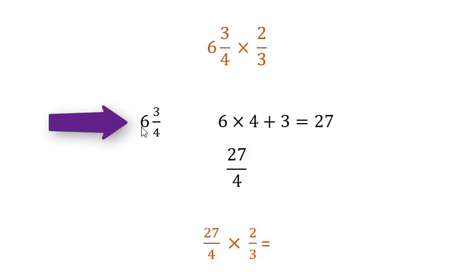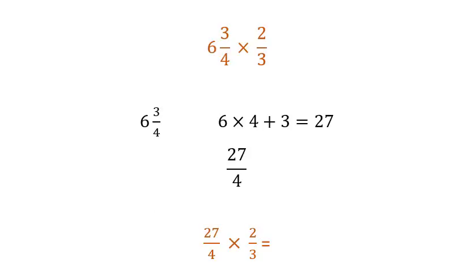You multiply the 6 and the 4 together, and that gives you 24. And then you add the 3. So 24, 25, 26, 27. That gives you this value right here, 27. And then 27 goes over 4 because you have 4 in the denominator position right here. So 6 3/4 is the same as 27 over 4.